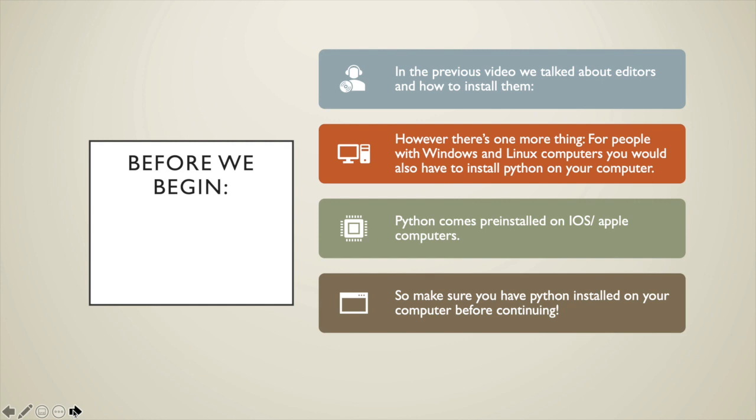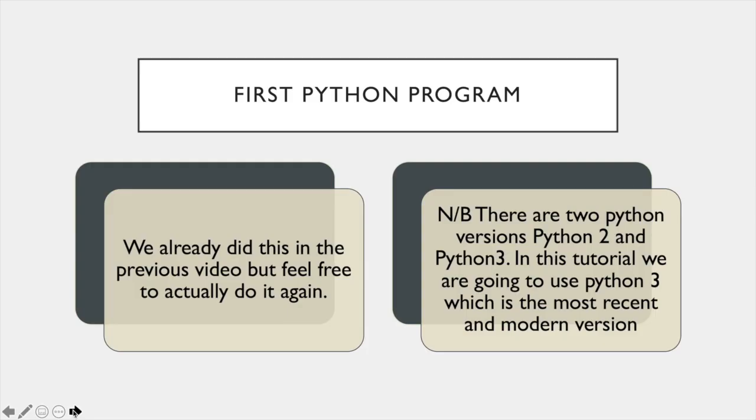Okay, so on to the next thing. We already wrote our first Python program in the previous video, but feel free to do it again. In this tutorial, we're going to be learning about Python 3, but there's two versions of Python. We have Python 2 and Python 3, but Python 3 is the most recent, modern version that is most widely used nowadays. That is why we're going to be learning about Python 3.